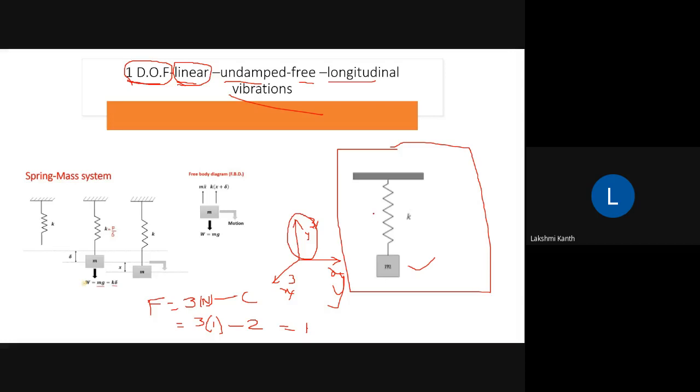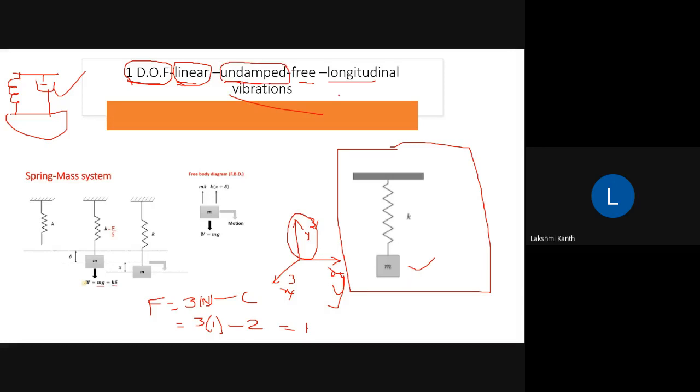And undamped, there is no damper. If there is a damper in the system, the diagram seems to be like this. So this is the spring, and this is the damper notation. Here there is no damper, so it is undamped.